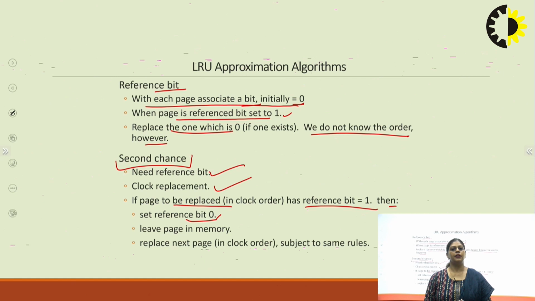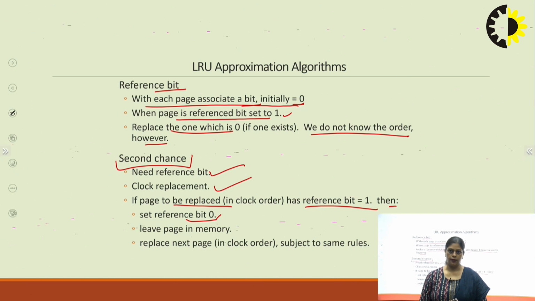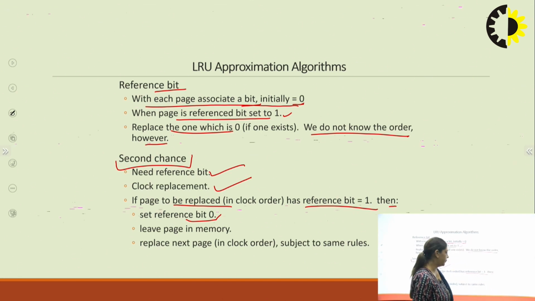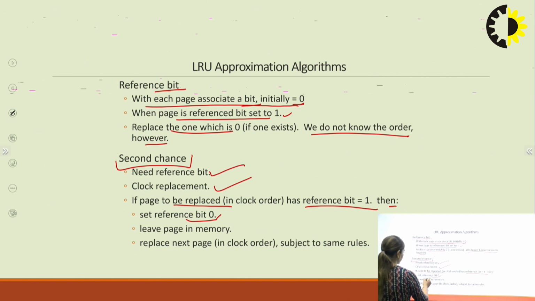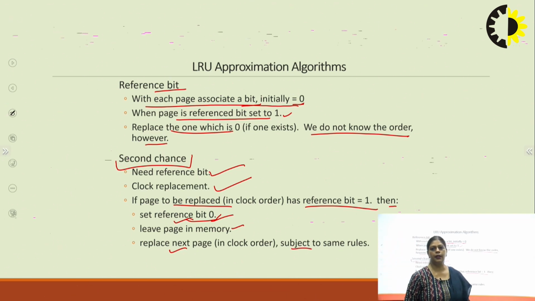So first we will check whether it is 1 or 0. If it is 1, we will set it to 0 and leave that page. We will not replace it, right? Then we will come again to that page after referring the other pages. If we get the reference bit 0 again, then we will replace it, right? Leave the page in memory after setting the bit, and replace the next page subject to the same rules. Means here we are not to take care about the clock. Now let's understand this with the help of an example.